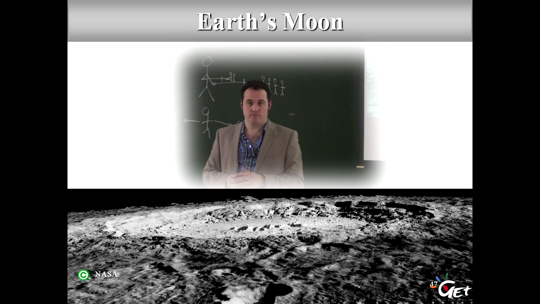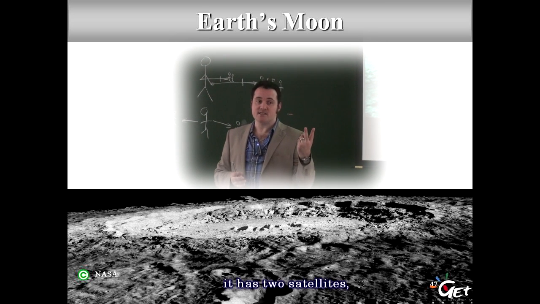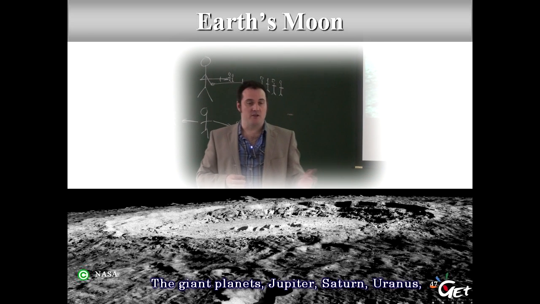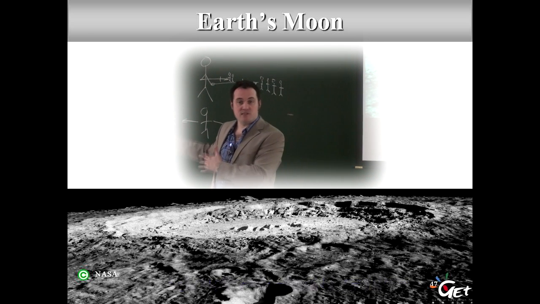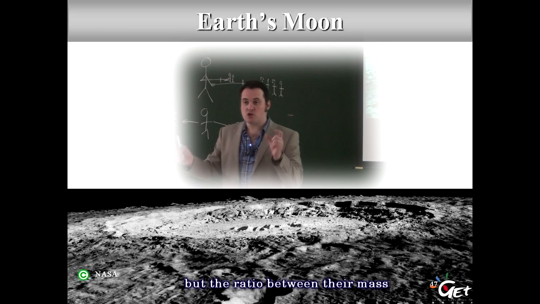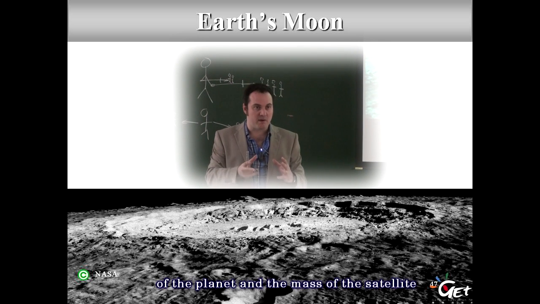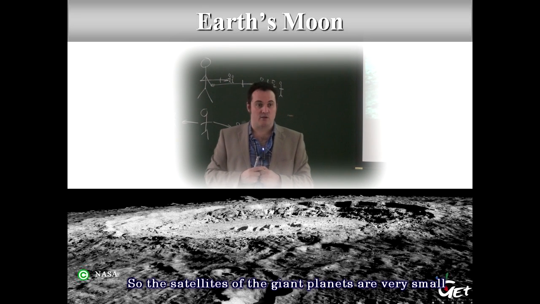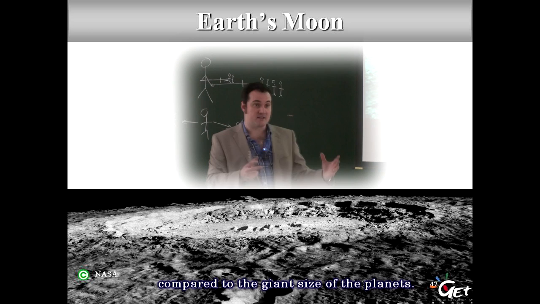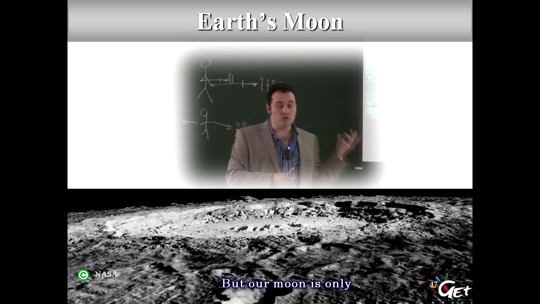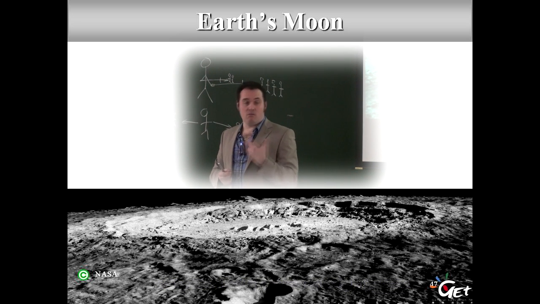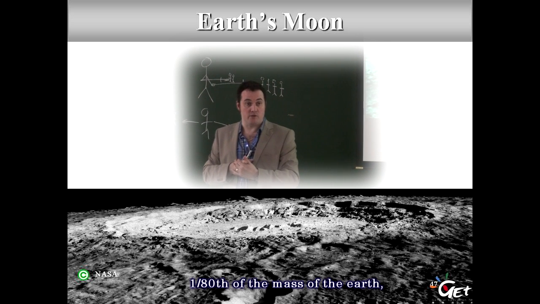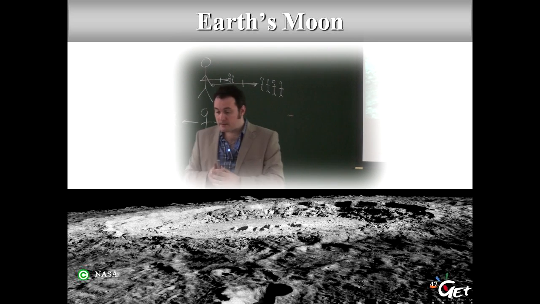First, it's too big. If you look at Mars, it has 2 satellites, 2 moons, and they are very small. Venus doesn't have any satellite. The giant planets, Jupiter, Saturn, Uranus, have many satellites, but the ratio between the mass of the planet and the mass of the satellite is very small. So the satellites of the giant planets are very small compared to the total mass of the planet. But our Moon is 1/80th of the mass of the Earth, which is very weird.